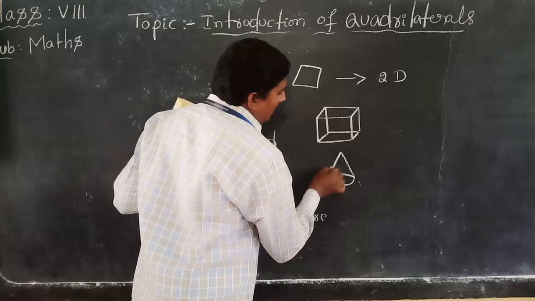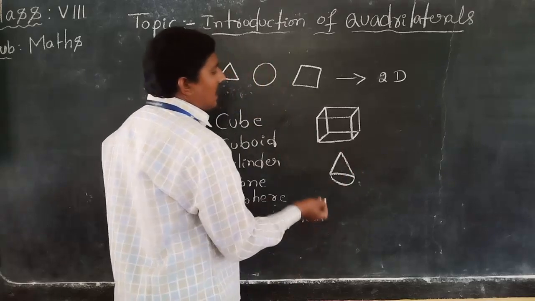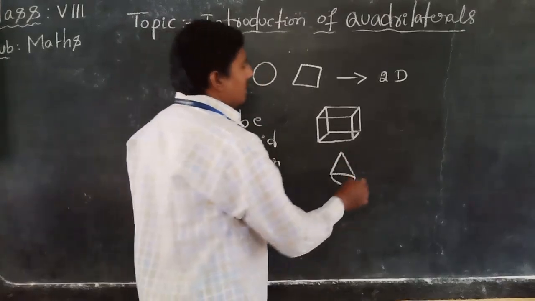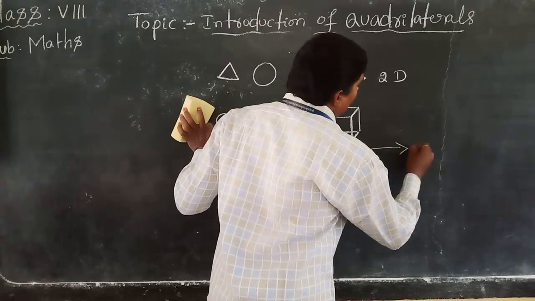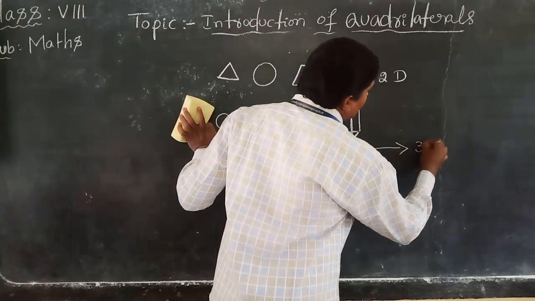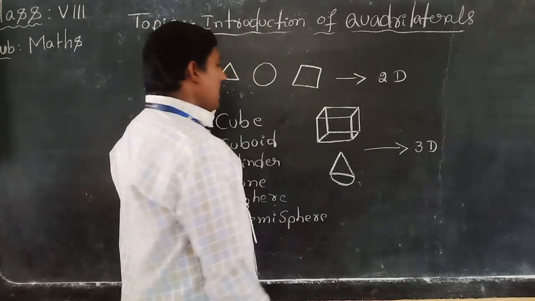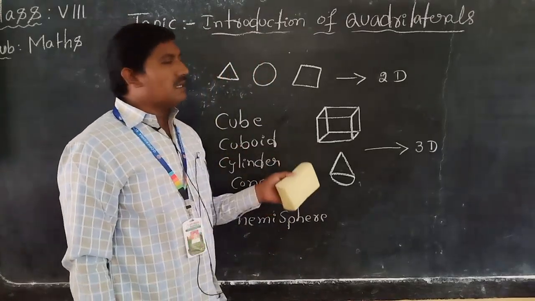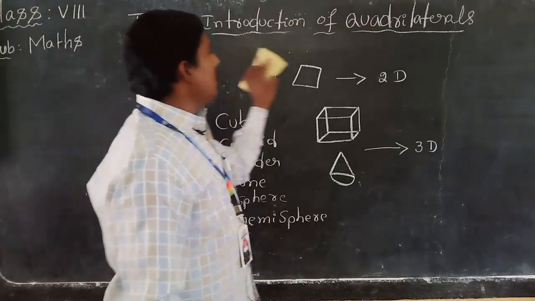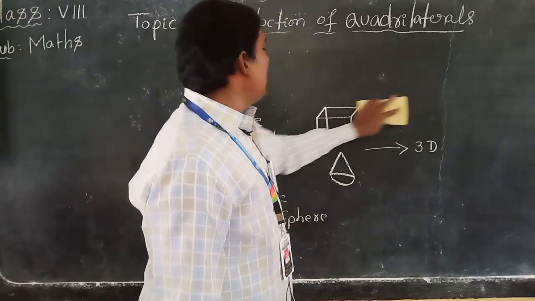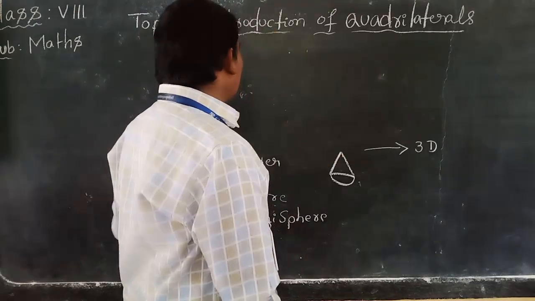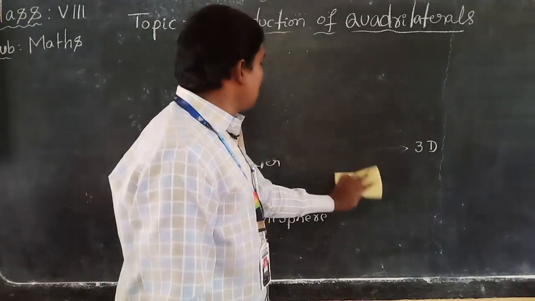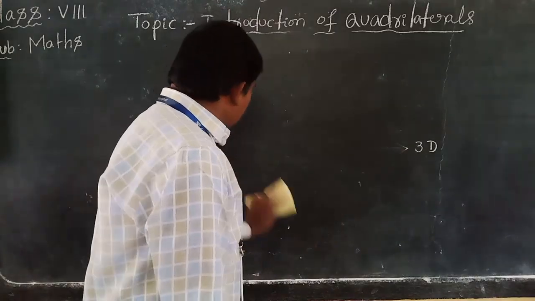Next, pyramids. These all are 3D diagrams. Why? Because they have length, breadth, height also. Today we are discussing 2D diagrams, in that, different types of quadrilaterals.